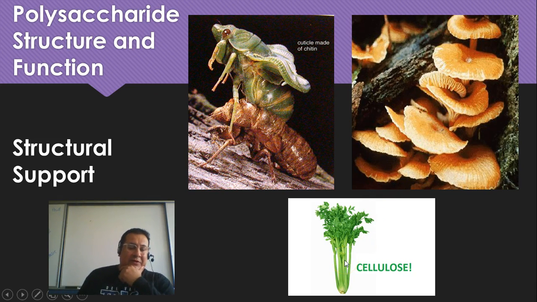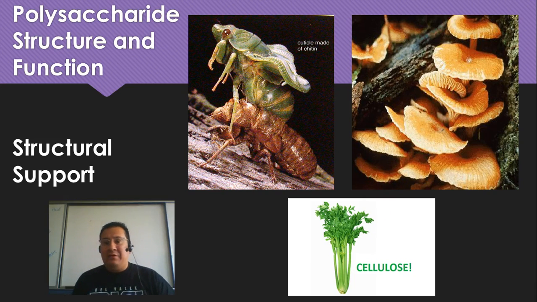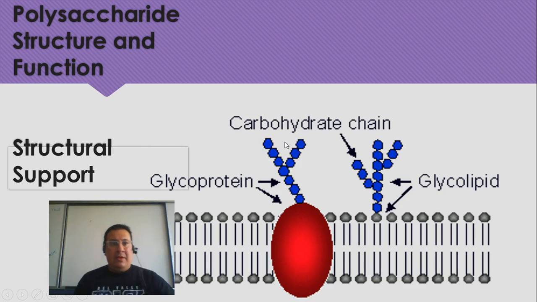And every time I think of cellulose, I always think of celery. Celery, that fibrous material inside the celery, is made up of cellulose. Okay, so those are 3 structural carbohydrates all in one. And also polysaccharides, they're part of their structure and function.